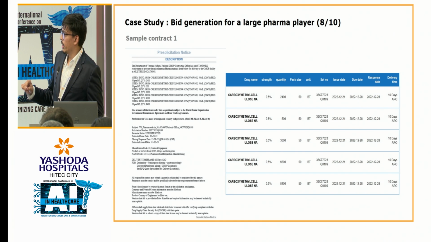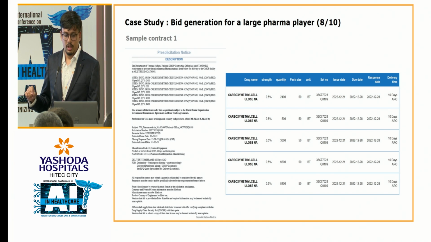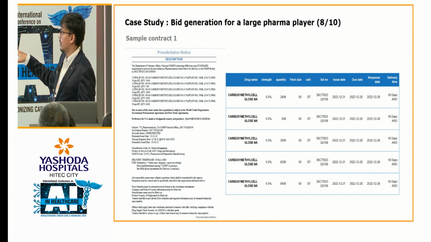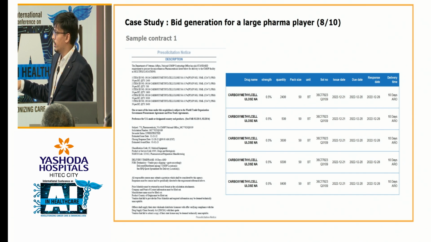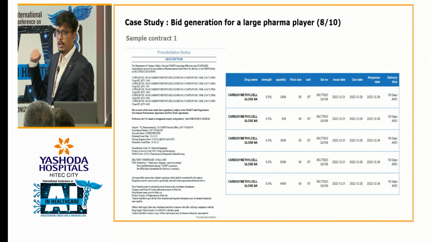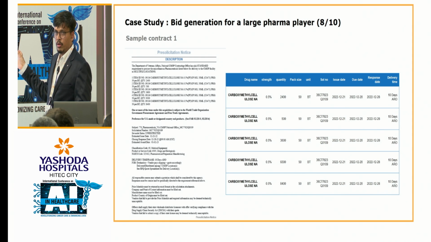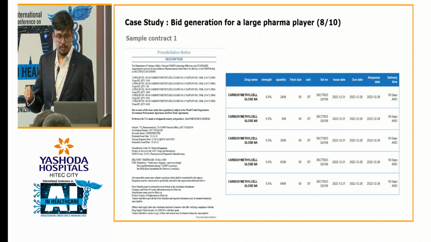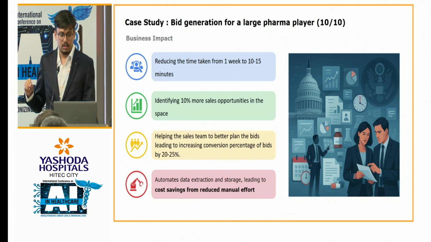This is another sample document. Again, I think on the left, it's not that clear on the screen. The idea is to create a table like this, identifying the drug, strength, quantity, pack size, solution, sol number, etc. Then for each of these drugs, identify if they are drugs that you manufacture, talk with the different teams, find out what is the price and the quantity that you can manufacture, and create a bid for the same. This whole process, GenAI will take care of, and it will take less than 5 minutes. This is another sample which is very similar.